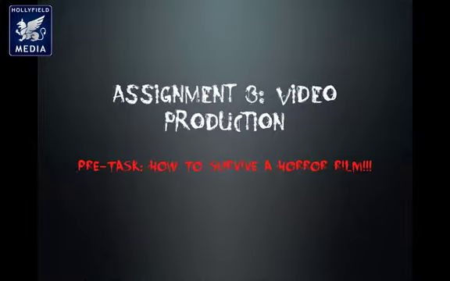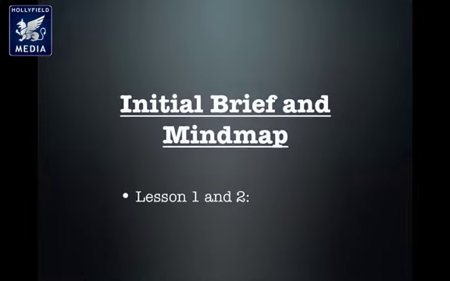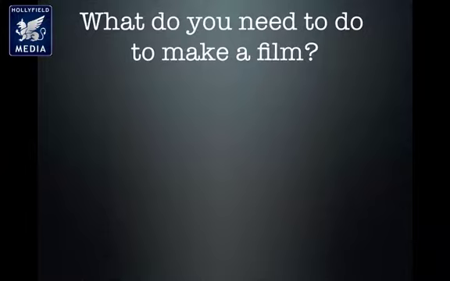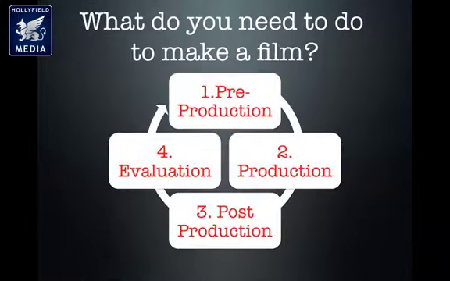Before we move on with that, we're going to talk a bit about the brief, and about how people make films and what they need to do. So, what do you need to do to make a film or a trailer or any piece of broadcast? Well, there are the following steps. You start off by doing pre-production. You do production and post-production, and then you evaluate.